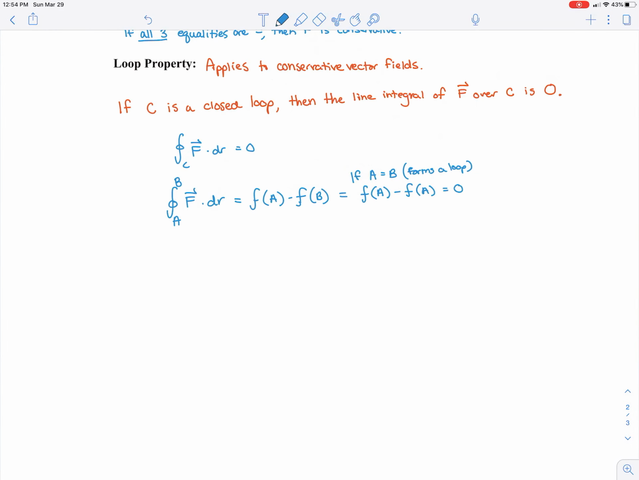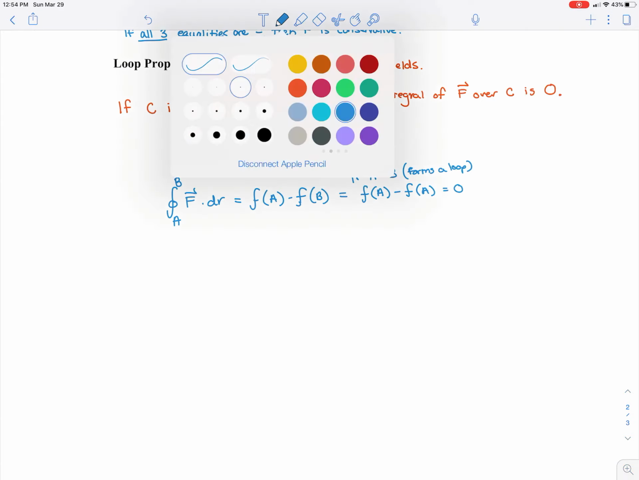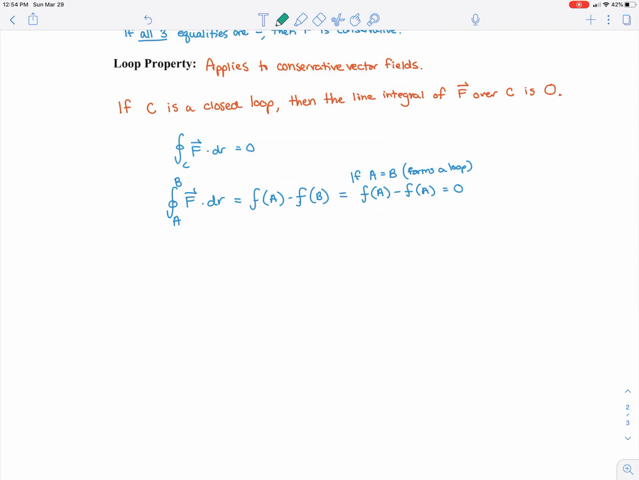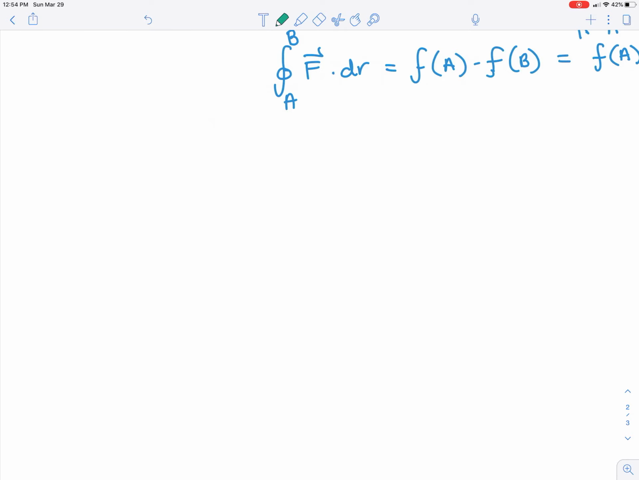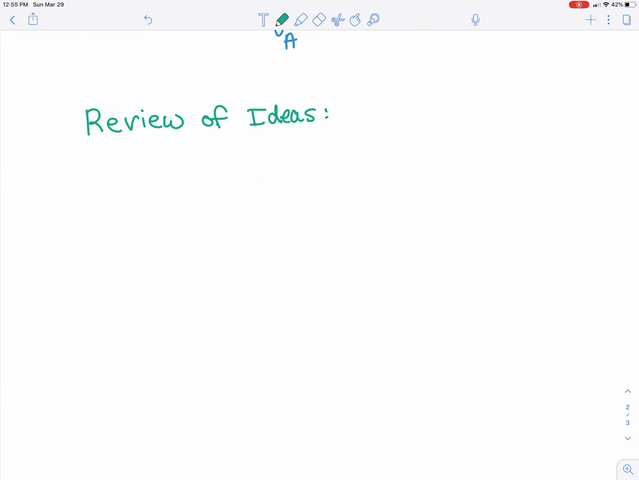That's why that works. So we just covered a lot of conceptual stuff, so I want to make a little bit of a review here at the bottom that just kind of reviews all of these ideas. So here's just going to be a review of ideas. We'll start with what conservative vector fields are.